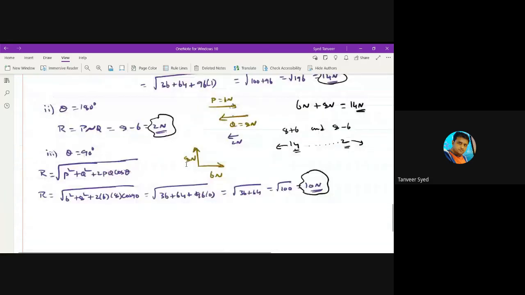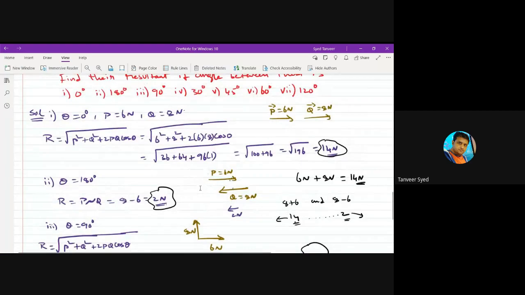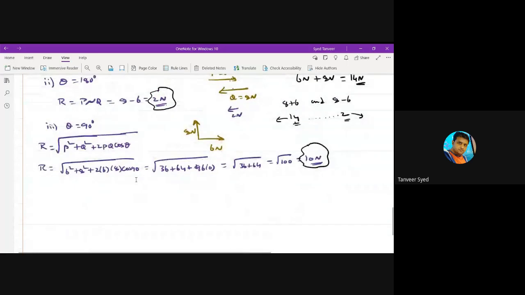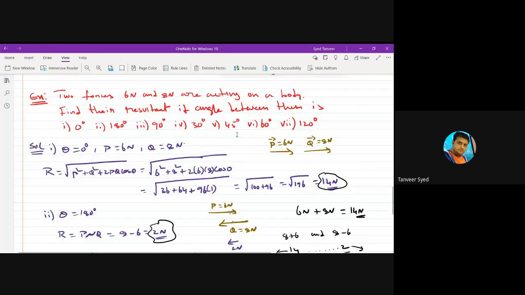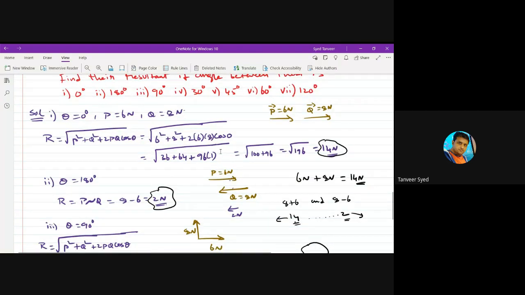Yes. So yesterday we stopped at this question and I asked you to complete the remaining portion of this question. We did parts 1, 2, 3 and I asked you to complete 4, 5, 6, 7. Parallelogram law of vector addition. Two vectors and the angle between them is given and we want the resultant in different cases. So we did for 0 degree, 180 degree and 90 degree. The other angles are 30, 45, 60 and 120.